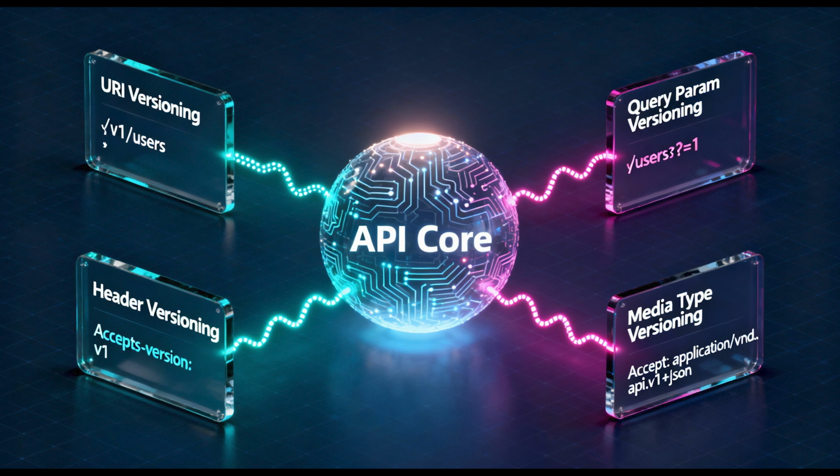Number 4, media type versioning, aka content negotiation. Here, you use the Accept header to specify the version media type, like application/vnd.company.app-v2+json. It's elegant and RESTful, but it can be hard for beginners to implement. This approach is used by big platforms like GitHub's REST API.